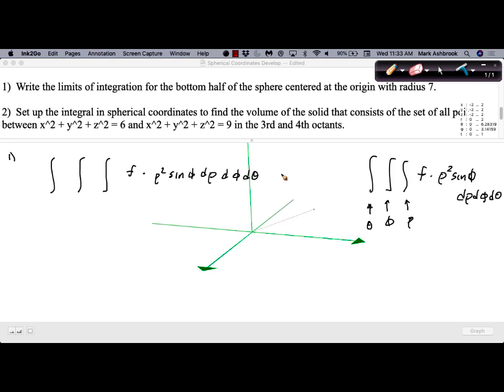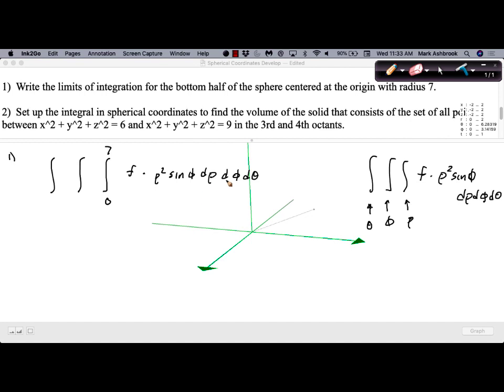Okay, first one. Rho goes from... So that archer is standing on the origin now, shooting out from the origin, right? So the arrow goes from what to what? 0 to 7. People are nodding. 0 to 7, that's right, because we're going from the origin all the way out to the shell of 7.